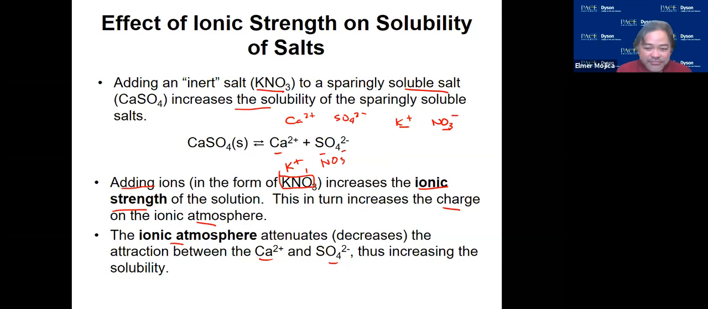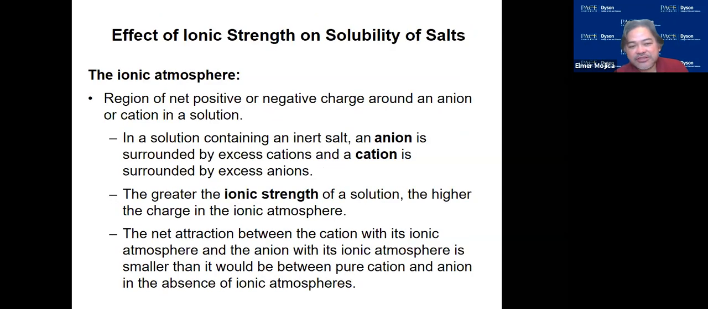So maybe this one will interact with this one, and this one will interact with this one. What's the reason why they have that interaction? Simply because of their opposite charges. And if they interact that way, what happened? Calcium nitrate is soluble, potassium sulfate is soluble. But the most important thing there is they prevent the calcium from interacting with the sulfate again.